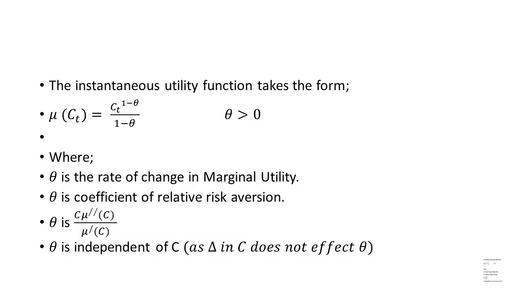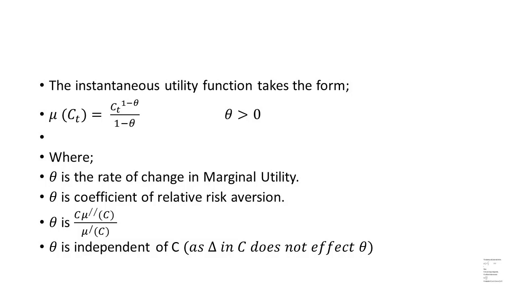There are a few possible explanations. One is that theta is the rate of change in marginal utility, or theta is the coefficient of relative risk aversion. If the person is more risk averse, the value of theta will be high. Theta is the second derivative of utility with respect to change in consumption. Theta is actually independent of C. That means change in consumption does not affect theta.